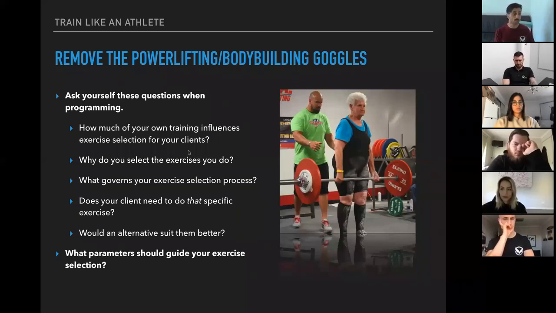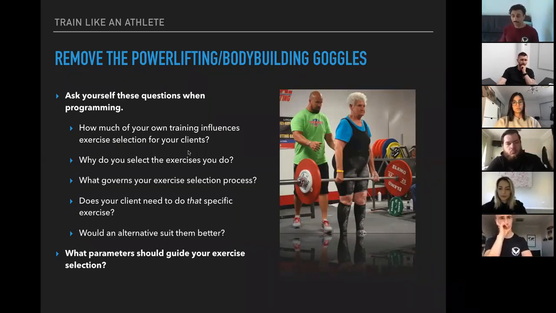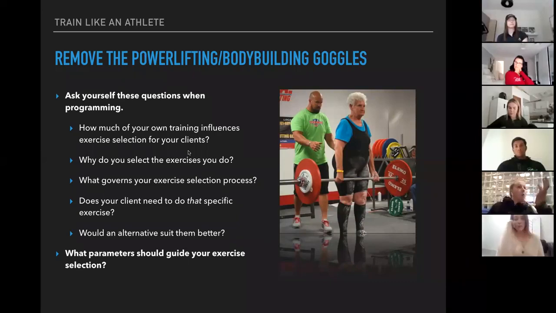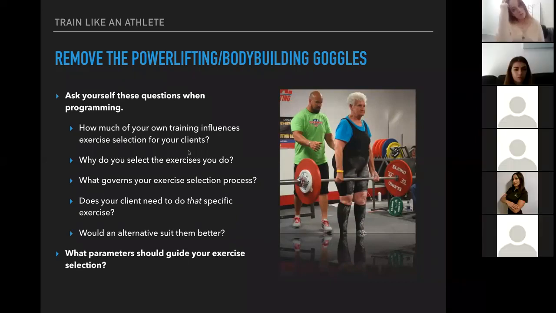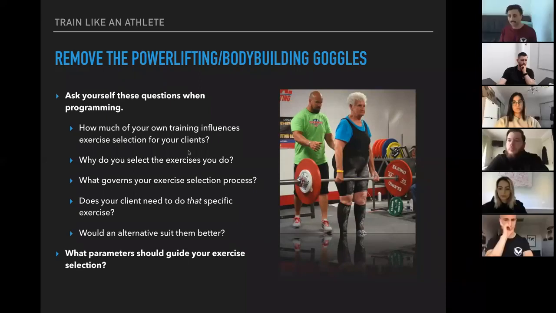Like, do they need to do this 500 rep glute finisher at the end of it just because they got a good booty pump and then they were done with it? Probably not. They don't need to do that sort of stuff. Is it going to give them a perception that it's been a good workout? Yeah, probably, but you could potentially do better things.